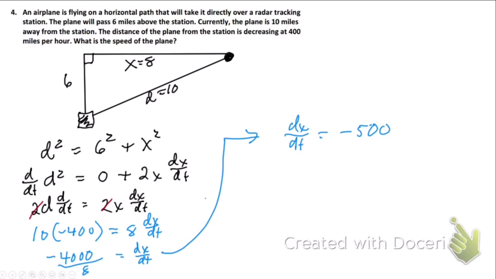So how are speed and velocity related? Velocity is speed plus a direction. Exactly. So that negative velocity means the plane is moving to the left. Speed equals the absolute value of velocity. So if it's asking for speed, then it's 500 miles per hour. Not so bad. Again, the trick is finding a relationship between the two. Questions about that, y'all?